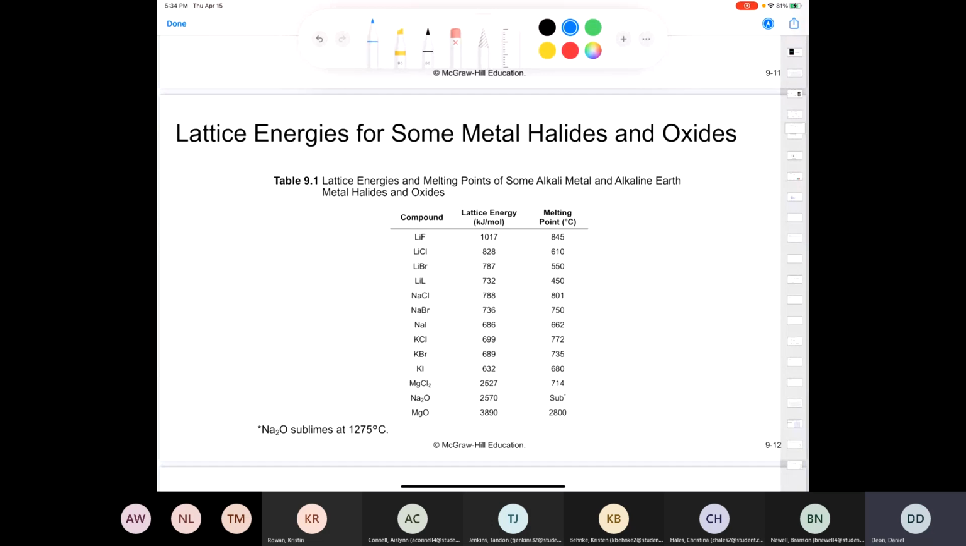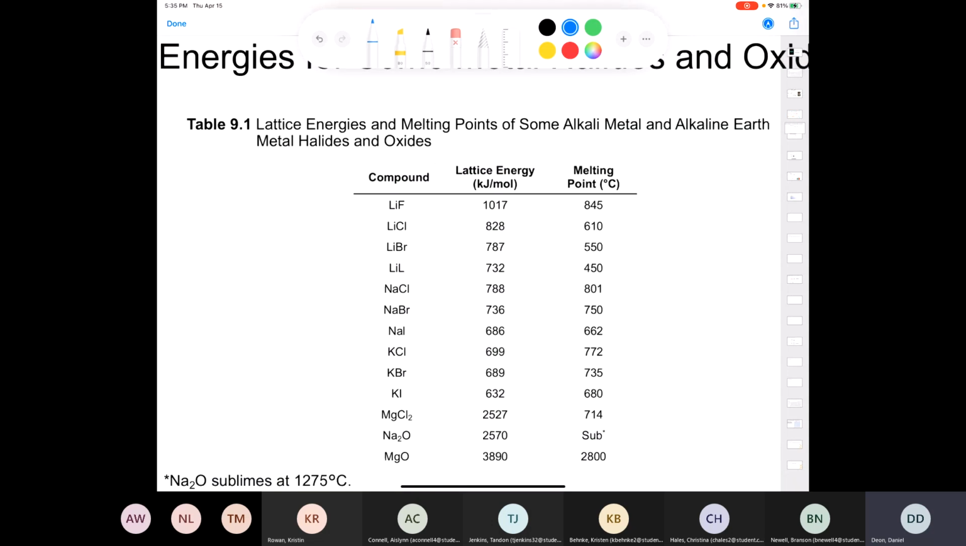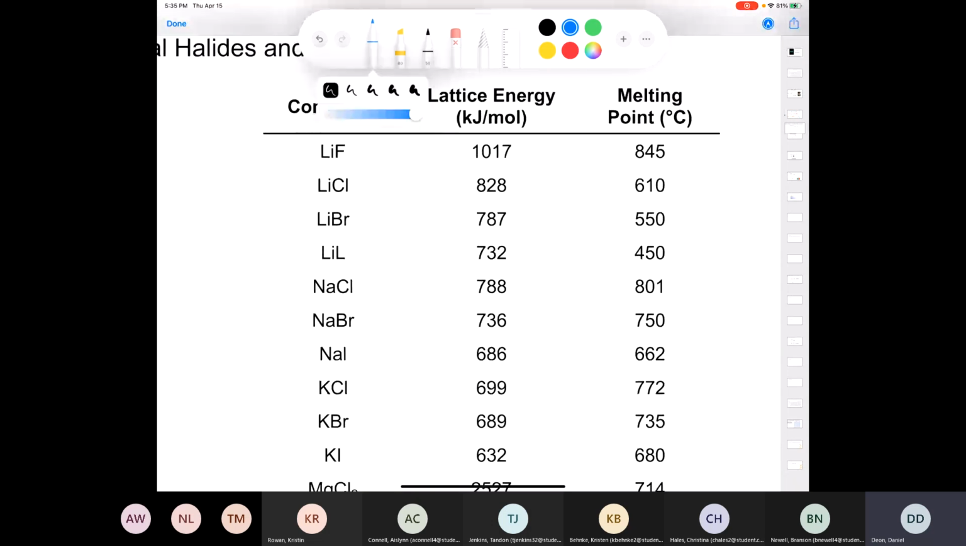And if you look at this table here, which shows lattice energies and melting points of some ionic compounds, you'll see that there's a rough correlation between lattice energy and melting point. Just for example, if we look at these ionic compounds where lithium is the cation, I don't know what LiL is, that's supposed to be lithium iodide.